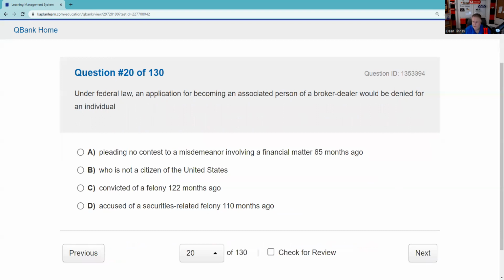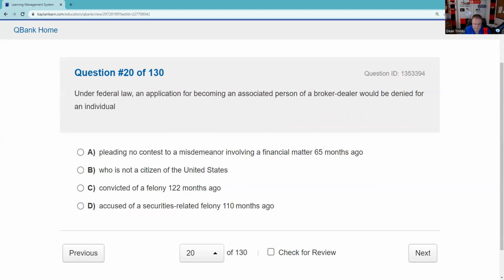Under federal law, an application for becoming an associated person of a broker-dealer would be denied. So what this question is about is reasons for statutory disqualification. There are situations in which you can be disqualified by statute. Under federal law, by the way, this is about the Uniform Securities Act. Remember, the Uniform Securities Act is the template for the states. So we're not talking about that here. An application for becoming an associated person would be denied for an individual.